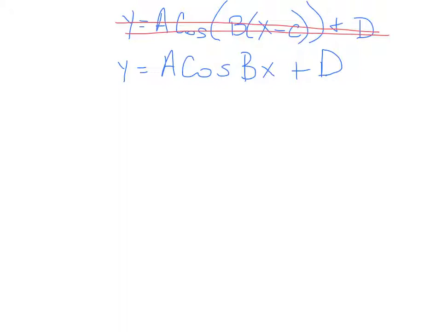All right, so speaking of which, let's look at what each of these things is. A is the amplitude. And the amplitude is half the height. So let's just say height over 2. B is the number of cycles in 360.